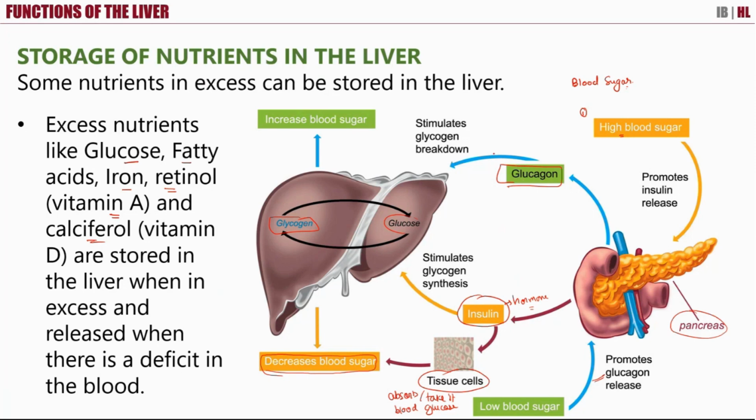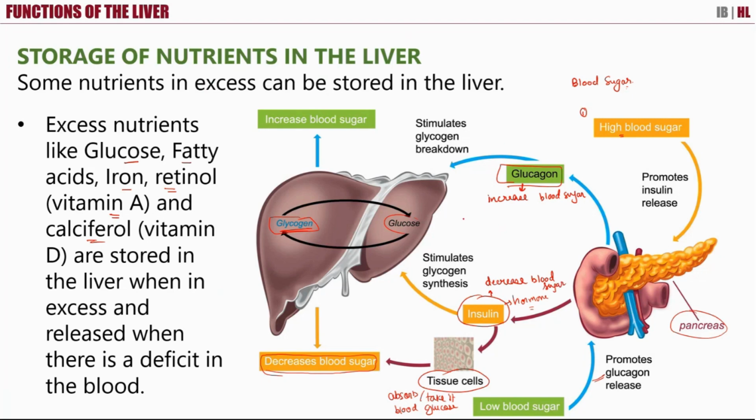Now this glucagon will stimulate the liver to convert glycogen into glucose. So that glucose will be released in the blood, to increase the blood sugar level. So in short, what you need to remember: glucagon increases blood sugar level, and insulin decreases blood sugar level, right?